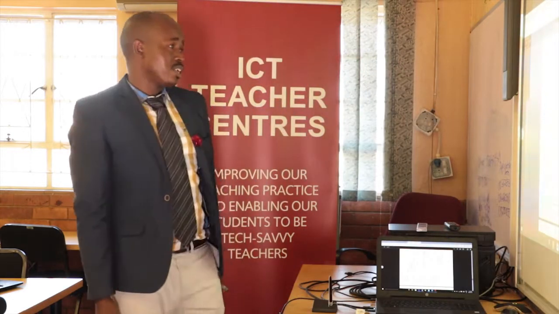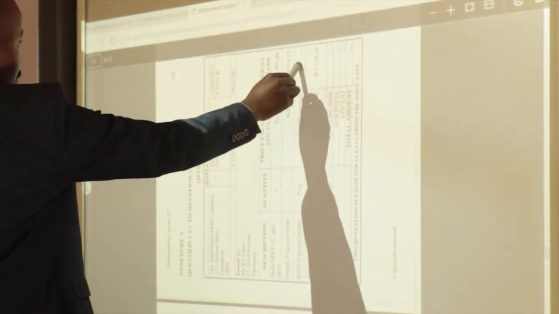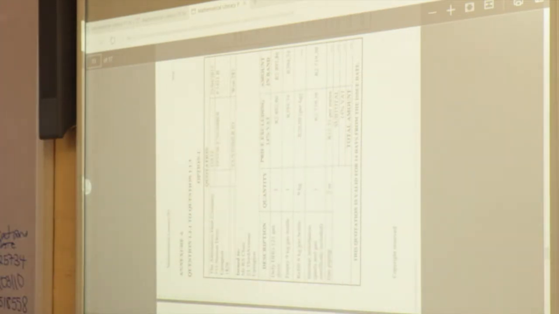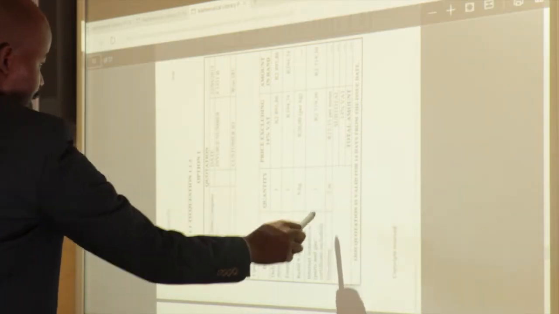Right, so the first step is for the learner to calculate the cost for the refill 9 kg gas bottle. That's the first step, because this figure here is not given. Second step is for the learner to calculate the cost for gas piping. We are given that the distance for gas piping is 2 meters.